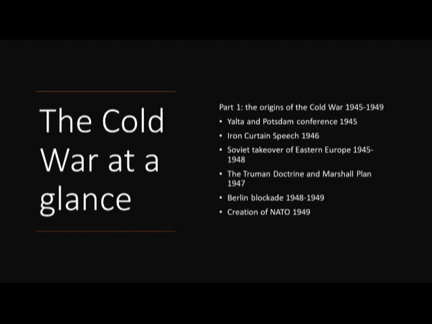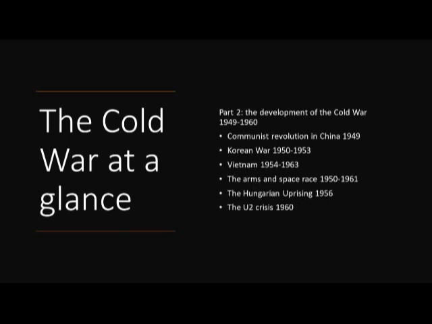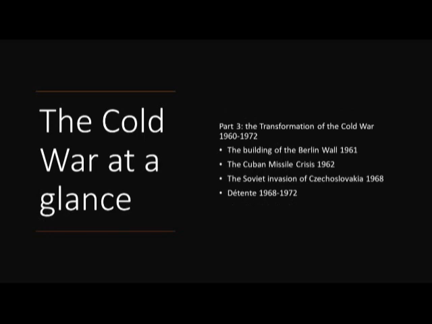So I've simplified everything down for you in terms of breaking up the Cold War into its 3 different component parts. So there's the origins of the Cold War up to 1949. So make sure you're familiar with all the key chronology there. There's the development of the Cold War up to 1960, which of course includes events in Asia and culminates with the U2 crisis of 1960. Then there's the final part, part 3, which is called the transformation of the Cold War, which starts with the crisis over Berlin and culminates in the period known as détente.